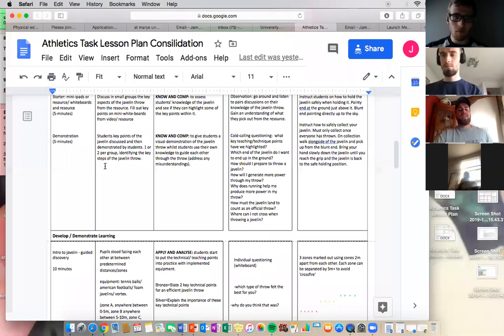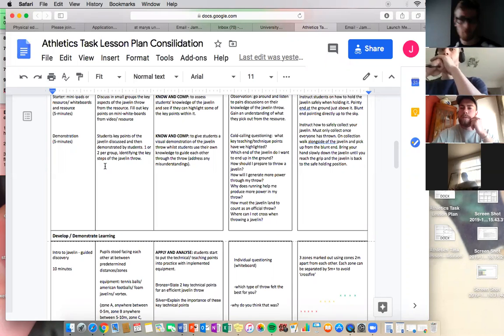From here, each group was then able to demonstrate the javelin throw by what they had written down or what they had found the key aspects of the javelin throw to be from the video, allowing them to have a trial and error and an attempt at the javelin throw with implemented equipment, for us to assess where their knowledge is currently with the javelin throw.